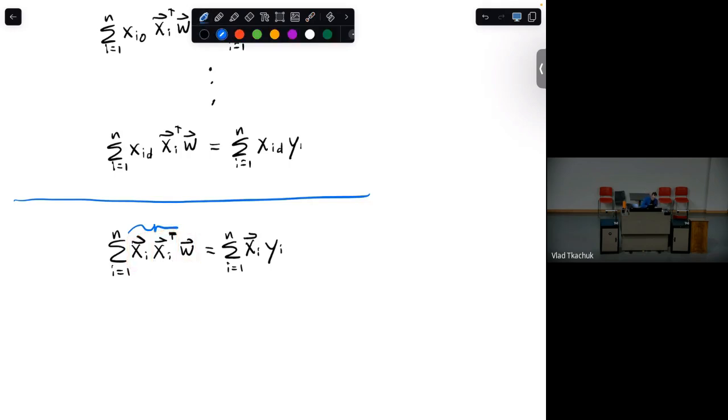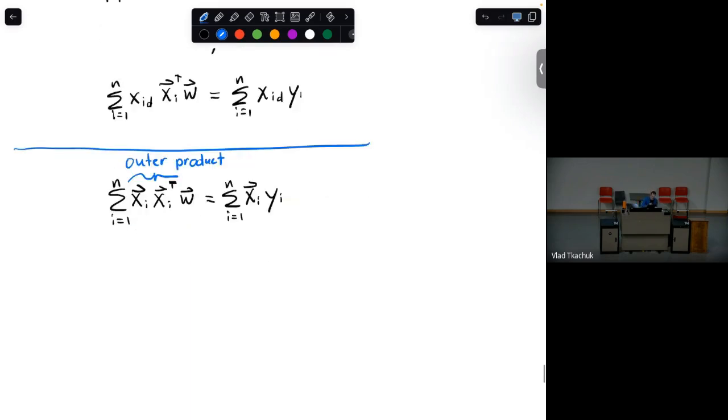So this thing has a special name. It's called an outer product. And in the notes, I define what it means. It's kind of the opposite of a dot product. A dot product takes two vectors and gives you a number. An outer product takes two vectors and gives you a matrix. Okay, that's all I want to say.